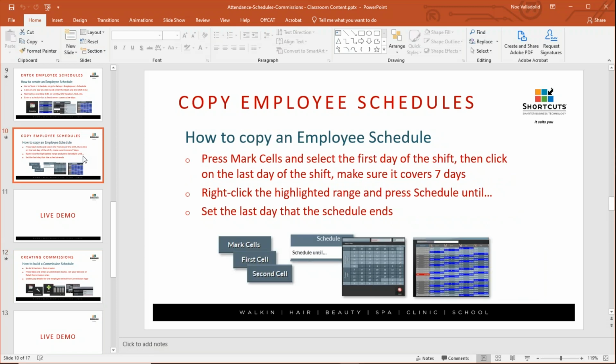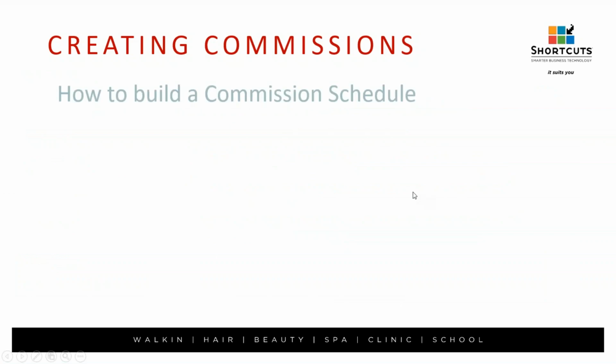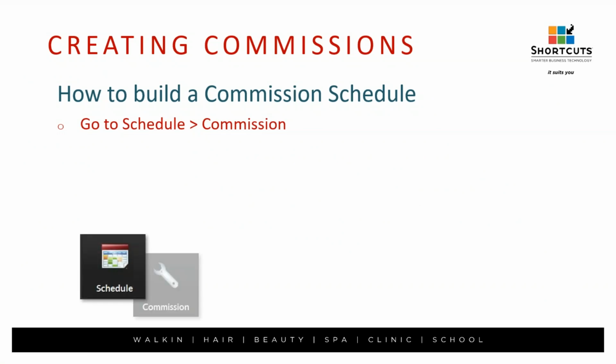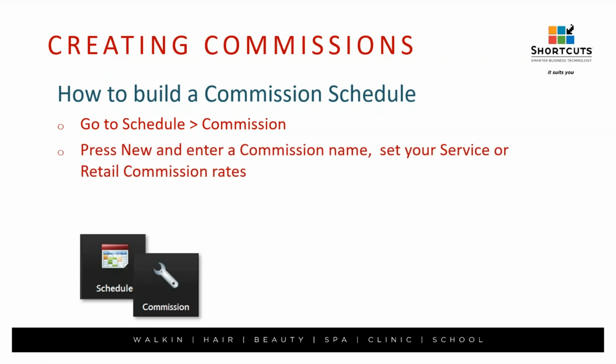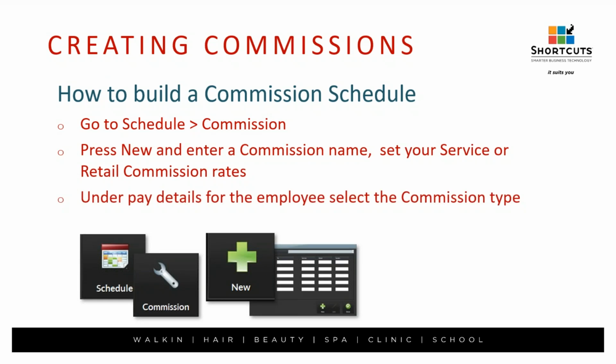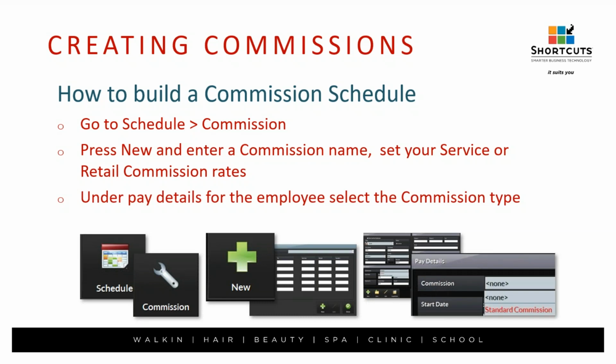So that's copying schedules. The next portion: how do you create a commission in Shortcuts? The window that I just left it on, the employee schedule, also happens to be the place where you create a commission schedule. At the bottom of the window, there's a button that says commission. It has a little wrench on there. You would create a new commission because by default, there are no commissions in Shortcuts. You need to tell Shortcuts whether a staff member gets a commission on service dollars they make or on retail that they make, or a combination of the two. So you enter those under the pay details.